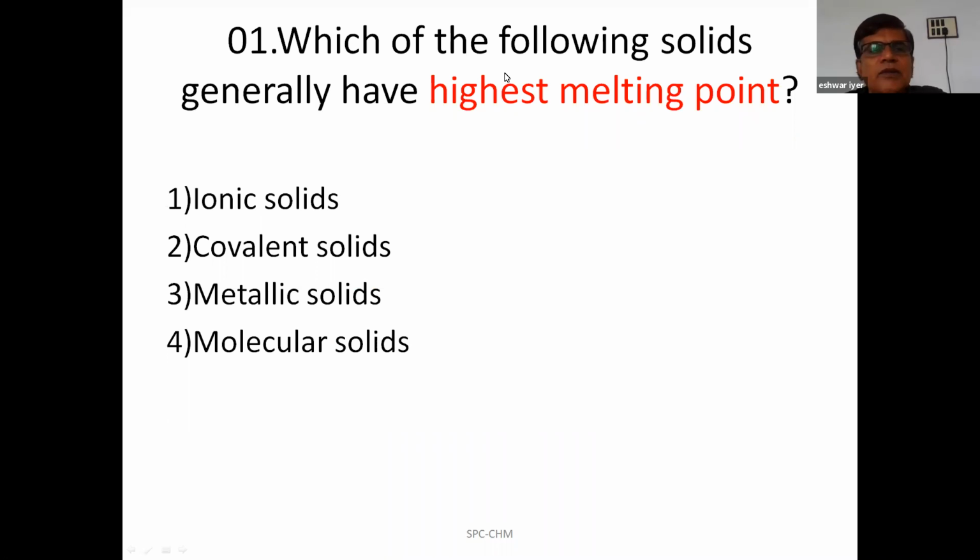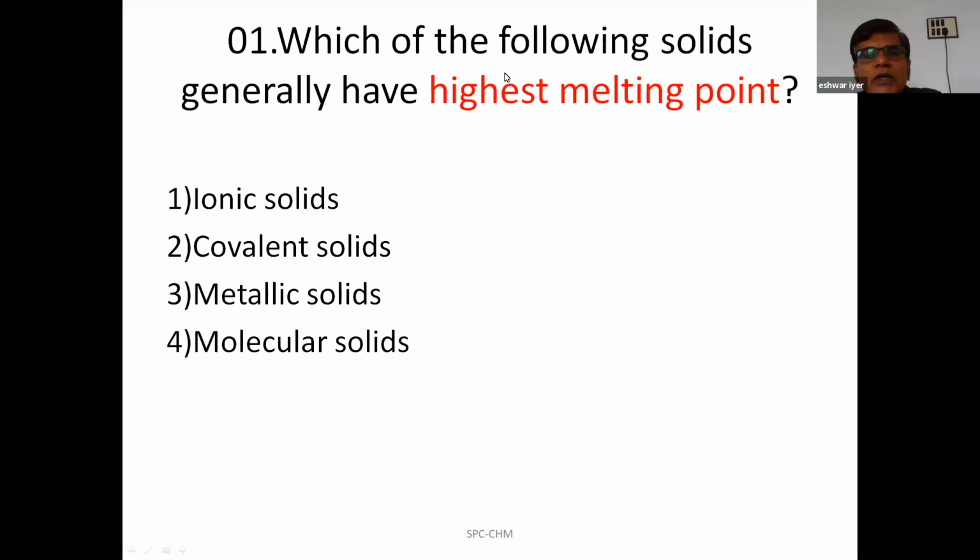Which of the following solids generally have the highest melting point? I'll give the hint. Melting point of a solid depends upon the nature of bonding between atoms, molecules or ions in it. Ionic solids are bound by electrovalent bond. Covalent solids are bound by covalent bond, that is sharing of a pair of electrons. Metallic solids have metallic bond, and molecular solids have different types of bonds like van der Waals forces, hydrogen bonding, etc.